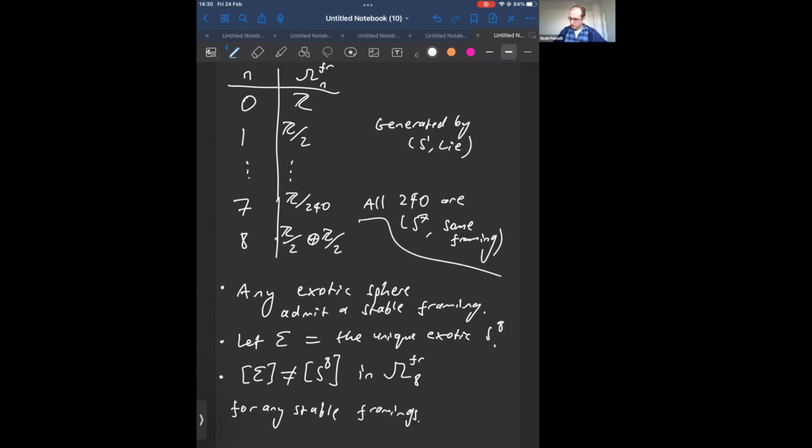But because of this fact here, that all frame bordism classes in dimension 7 are represented by the standard sphere, this isn't true in dimension 7. So this is the fact that we'll use to distinguish nearby Lagrangians in dimension 8 rather than dimension 7. Okay, so I can now state some theorems that are more symplectic again, because that was all topology.